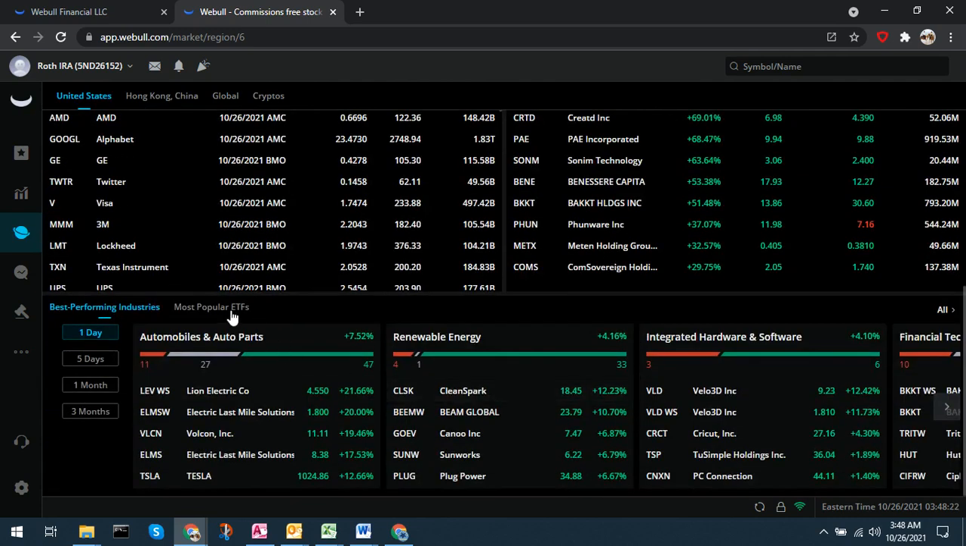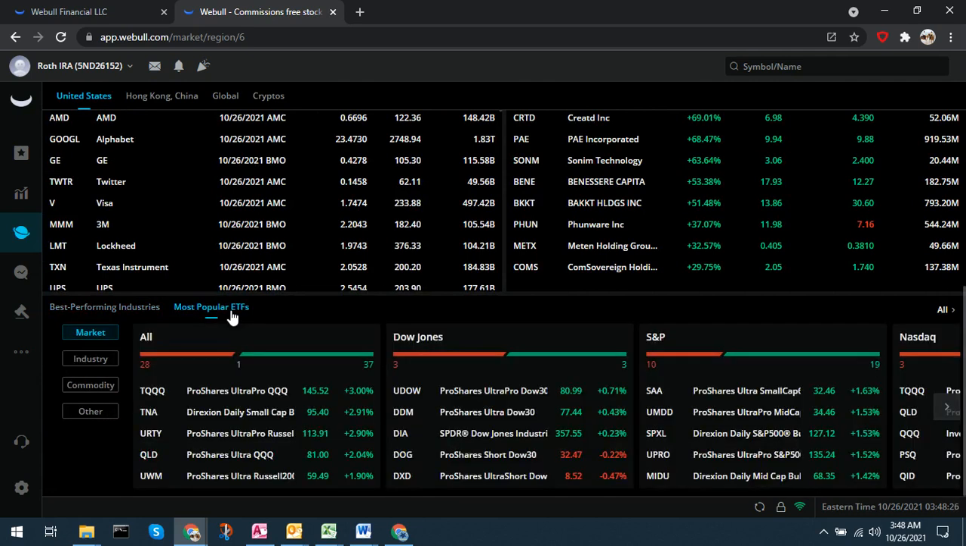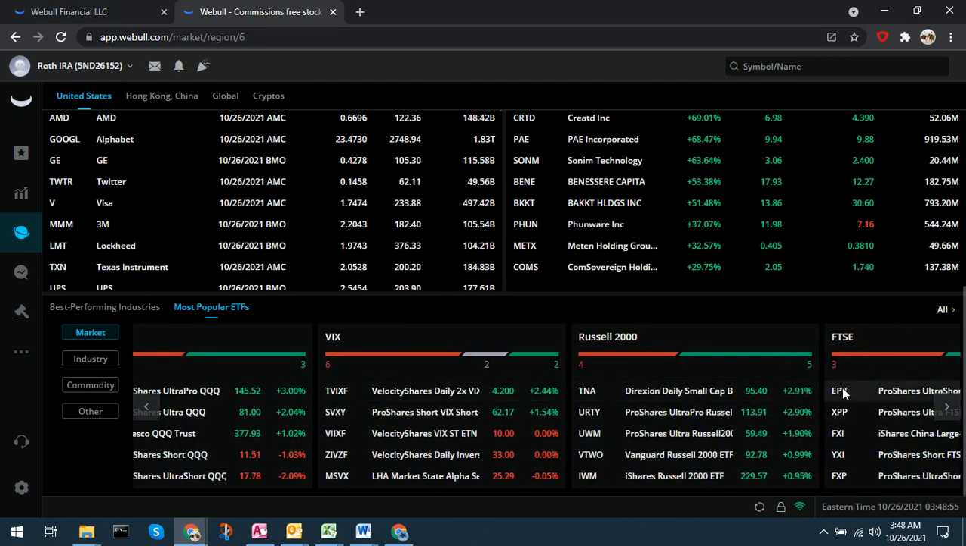The other feature of this pane, the lower pane in the market screen in Webull, is the most popular ETFs. And again, you will see we use this extensively. We can select by market, by industry, by commodity or other. Initially we'll see the All, what's the top most popular ETFs across all the different categories, which ones are the top for the different markets, the Dow, the S&P, the NASDAQ, the VIX, the Russell, and the FTSE.